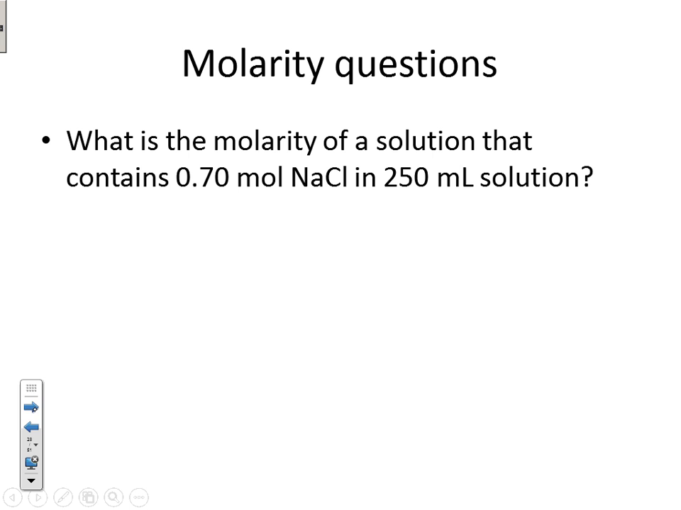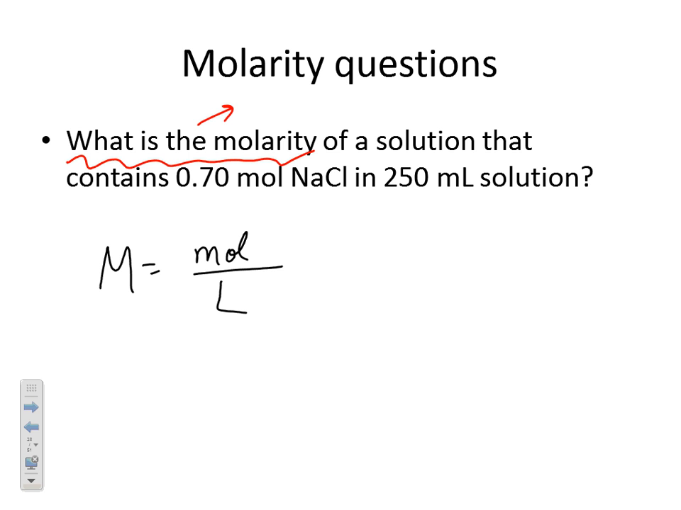So first up, sample problem. What is the molarity of a solution that contains 0.70 moles of NaCl in 250 milliliters of solution? So molarity, moles of solute over liters of solution. And what is the problem asking for? What is it giving us? What is the molarity? So that means that molarity is our unknown. Again, capital M is molarity. What have they given us? Contains 0.70 moles of NaCl.